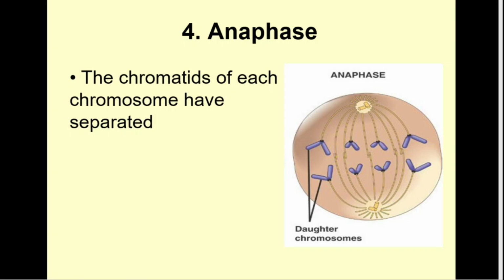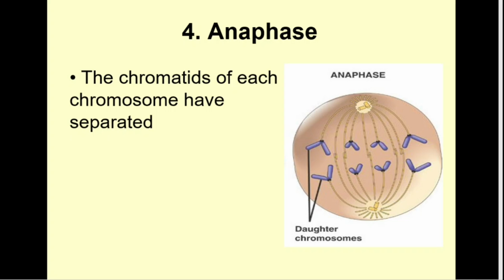So in anaphase, the chromatids of each chromosome have separated. So essentially what is happening is that the microtubules begin to shorten. And as they shorten, they pull the sister chromatids apart from their centromeres. So we can see here we've got one set of chromatids going up to this side of the cell and the other moving down to this side of the cell.